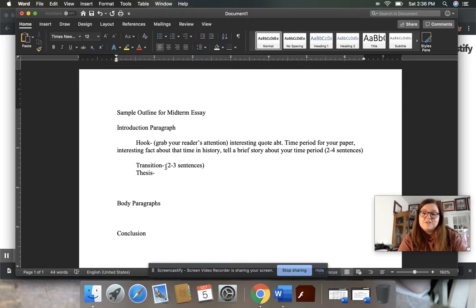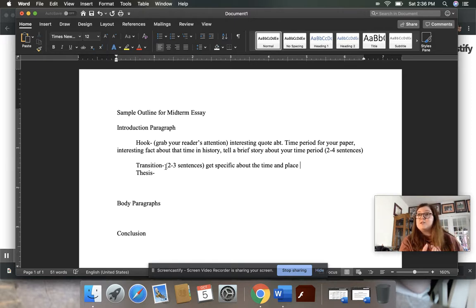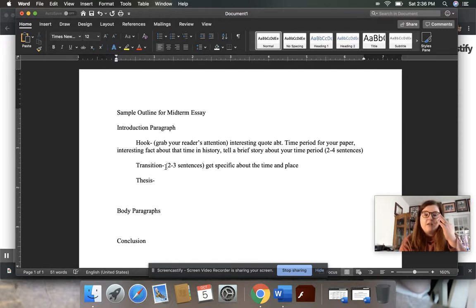In that transition, which is 2 to 3 sentences in that paragraph, you're getting even more specific about the time and place that you're going to be describing in your paper. So I need to know, is this in the United States? So independence has already been gained in 1947 in Louisiana, or are we in Europe in 1200 in what will become Scotland? What do you have going on here? So in those 2 to 3 sentences in that transition, get specific about the time and place.